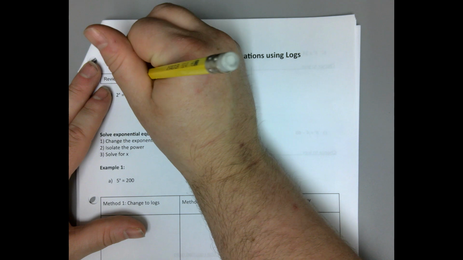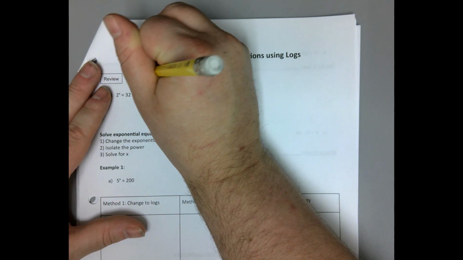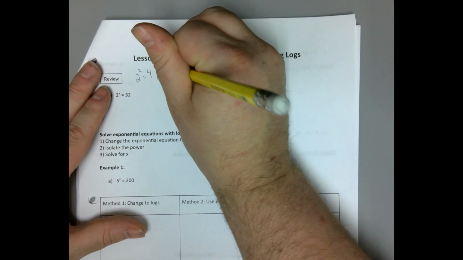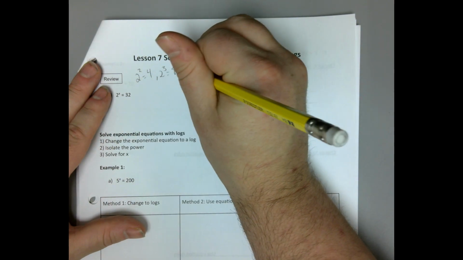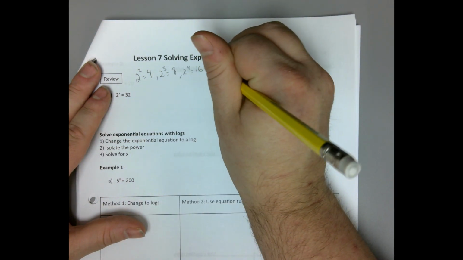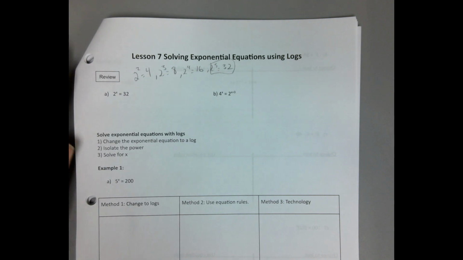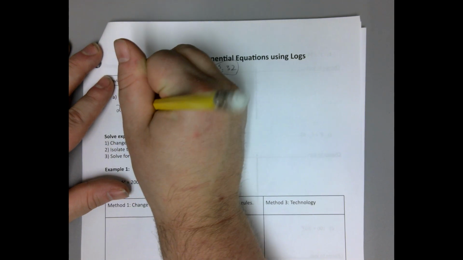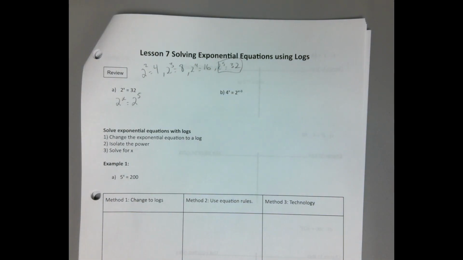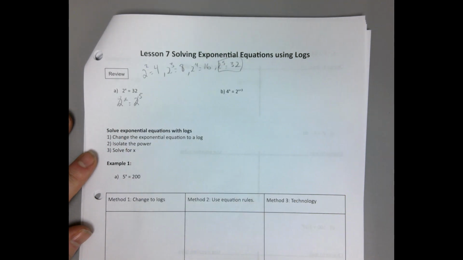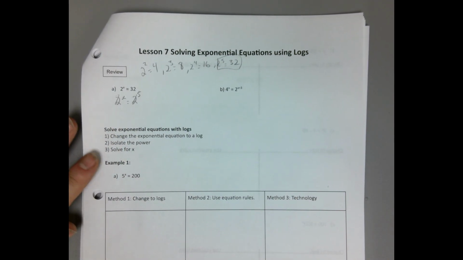So if we look at our different options, we have 2 to the power of 2 is 4. 2 to the power of 3 is going to be 8. 2 to the power of 4 will be 16. And then 2 to the power of 5 will be 32. So that is the one that we're looking at here. We can rewrite that as 2 to the power of x is equal to 2 to the power of 5. Once I have the same base, I can get rid of that base, cross it out, and we're just left with x is equal to 5.